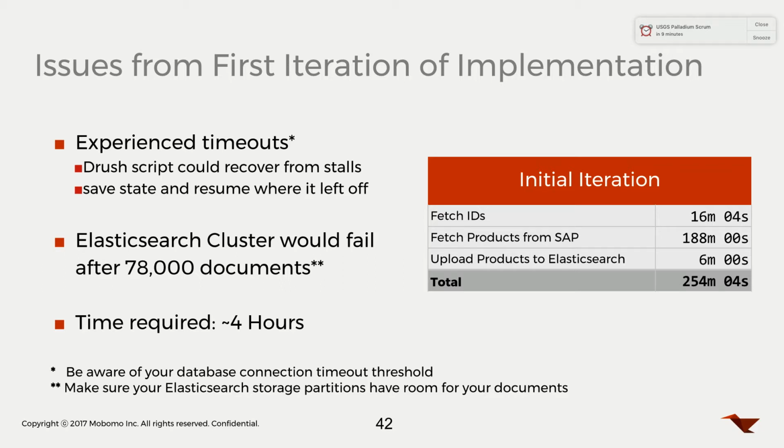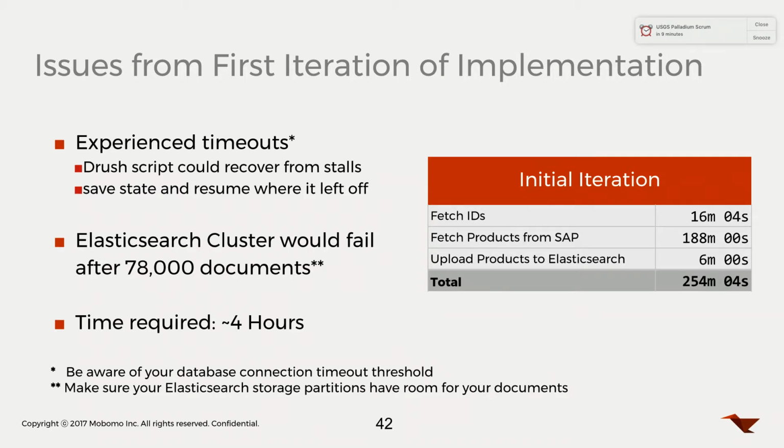We worked around this by making the Drush script able to resume where it left off and save this huge cache and just come back in and try to gracefully handle the failures, right? The second problem we had was the Elasticsearch cluster would start to fail after about 78,000 documents. And then once we finally got those, it took about 4 hours to do.